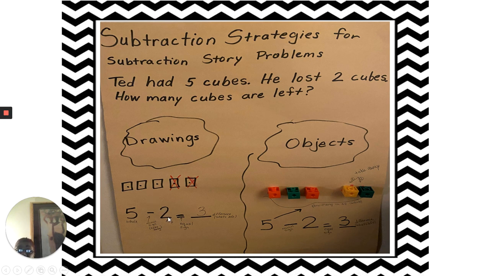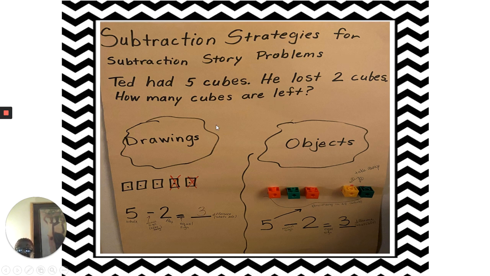So this is one of the parts, 2. The other part is this number, how many he has left, which is 3. The answer 3 is the difference. That's the answer in a subtraction problem. This means equal. That means 5 take away 2 is the same as 3.